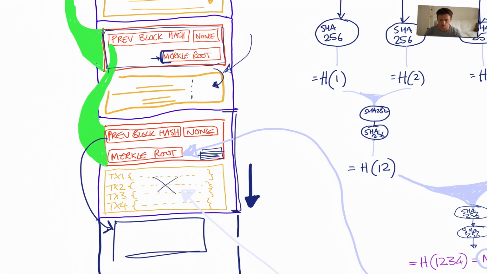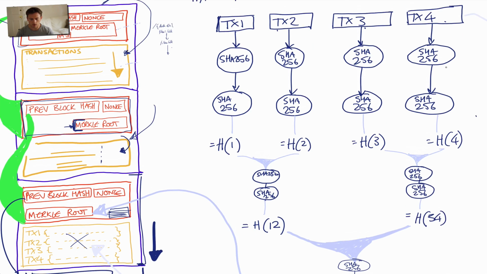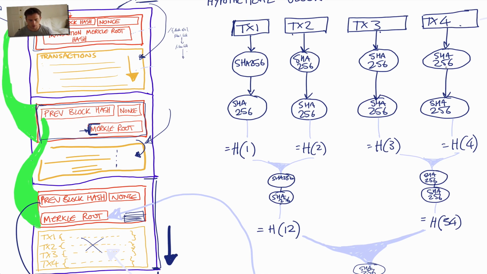So if we zoom out again, what we do is separate the transactions out as separate entities, and we pass each transaction through a double SHA-256 hashing algorithm. So we take transaction 1, pass it through SHA-256, take the output, and pass that through SHA-256 again, basically creating a double hash, and then we record that value. We call that H1, the hash of transaction 1. It's actually a double hash.